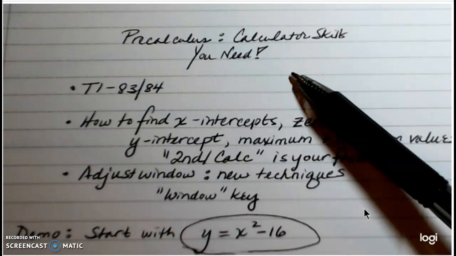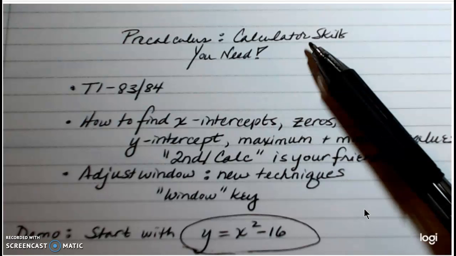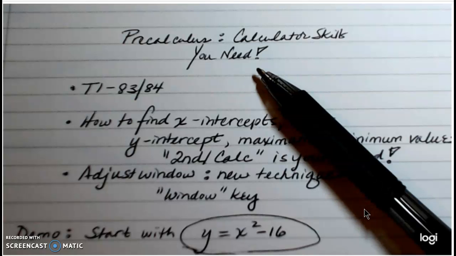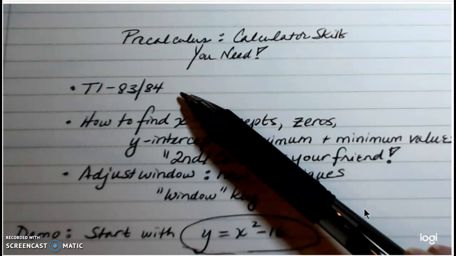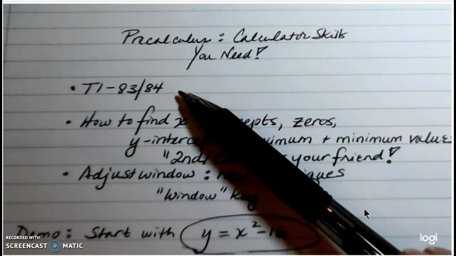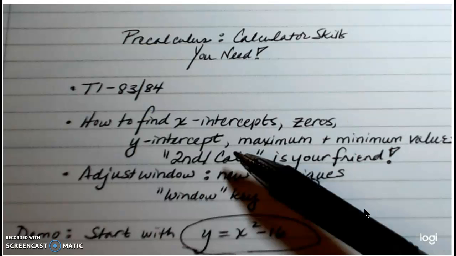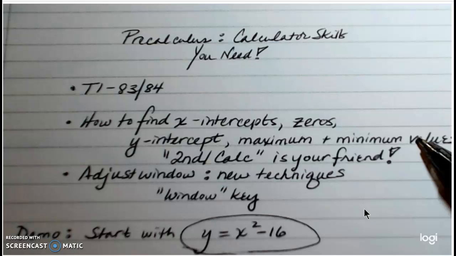Hello pre-calculus students. This is Dewey's Introduction to Calculator Skills you need for Chapter 3, Polynomial Functions. So we're working with the TI-83 or 84 calculator. Some of the keystrokes are slightly different depending on the model that you have. In particular today we're going to explore how to find the x-intercepts, which are the zeros, if you will, of the function, the y-intercept of the function, maximum and minimum values for local intervals of a particular function.